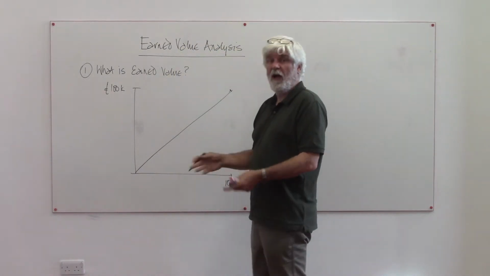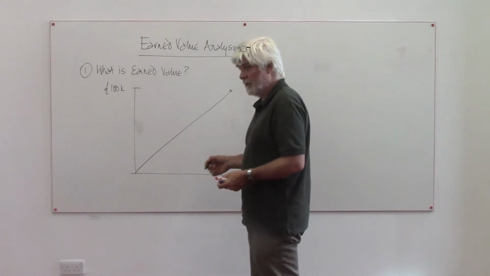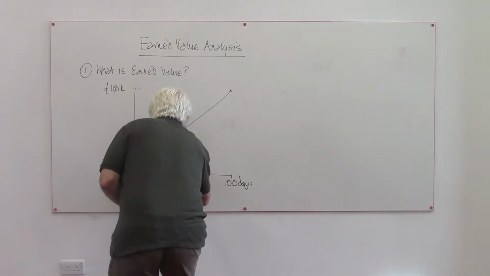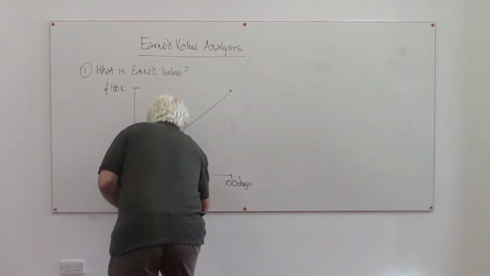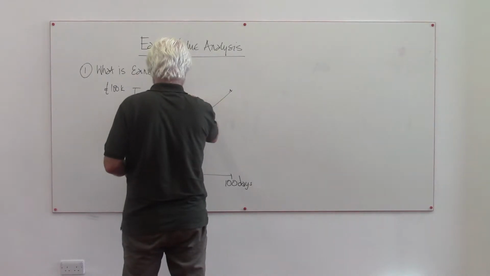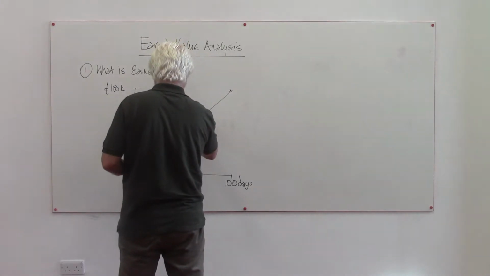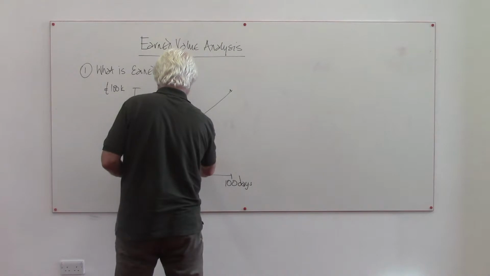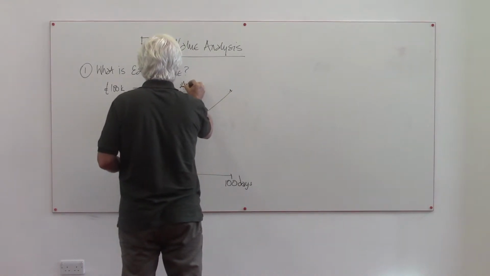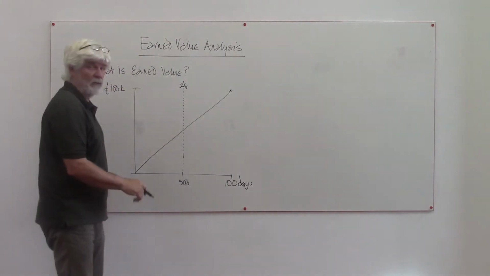So what we want to do is just extend the thinking. Let's assume we're halfway into this, because I want to see what we mean by earned value. So we're going to have a look at 50 days in. So this is progress. We're going to have a look at 50 days into the project.